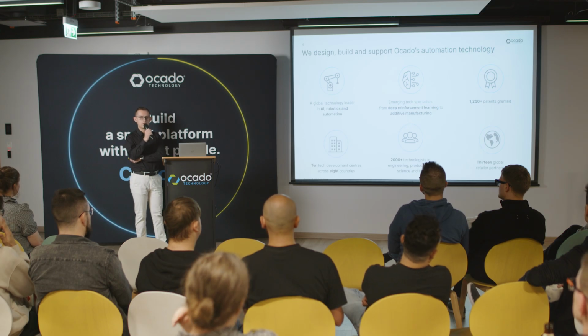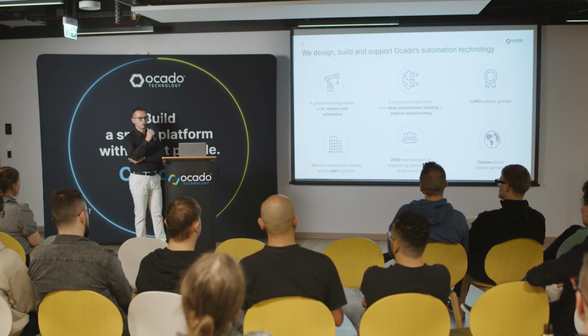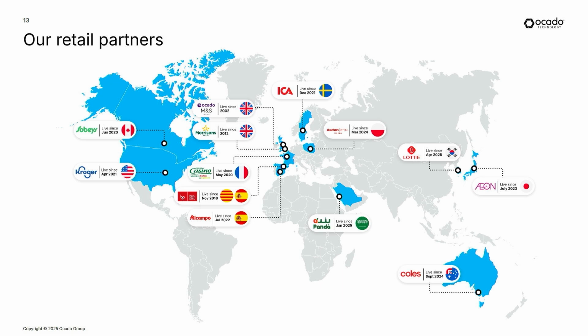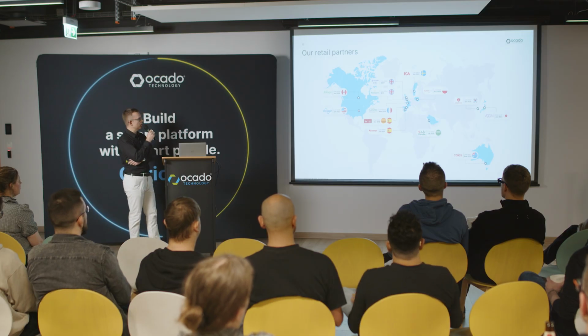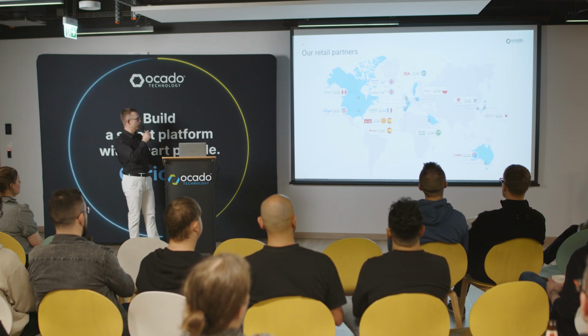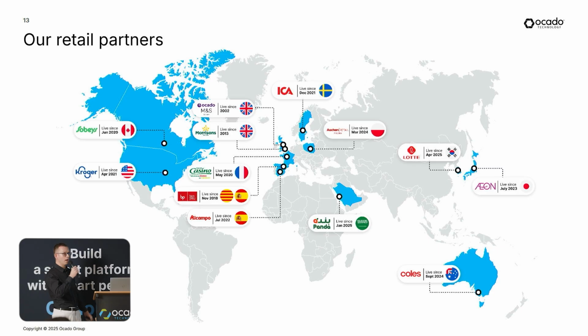At the moment, our Ocado technology team contains 2,000 people, including engineering, product, data science, and UX. We have 10 development centers in 8 countries, and we have filed more than 1,200 patents. On this slide, you can see some of our partners, or all of them. As you can see, we work, for example, with Kroger in the US, Coles in Australia, and we also have a partnership here in Poland. We cooperate with Auchan.